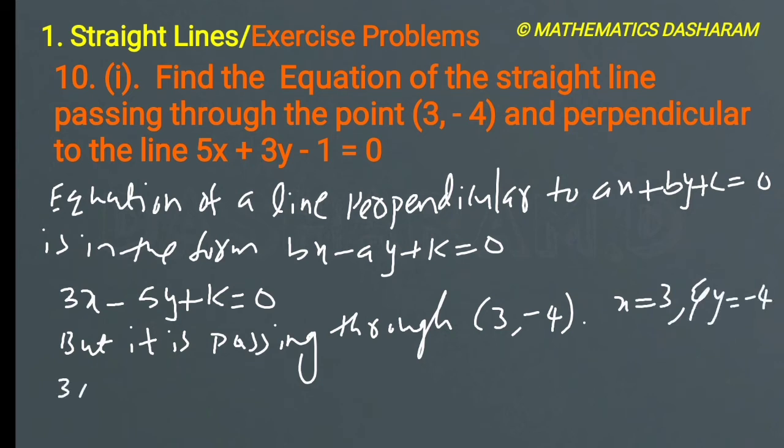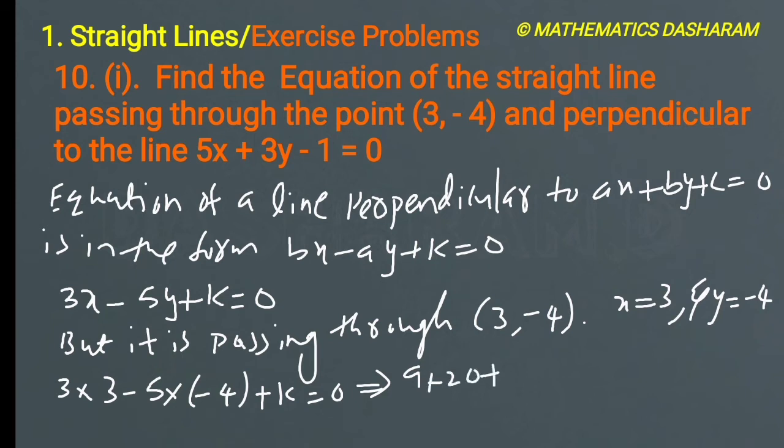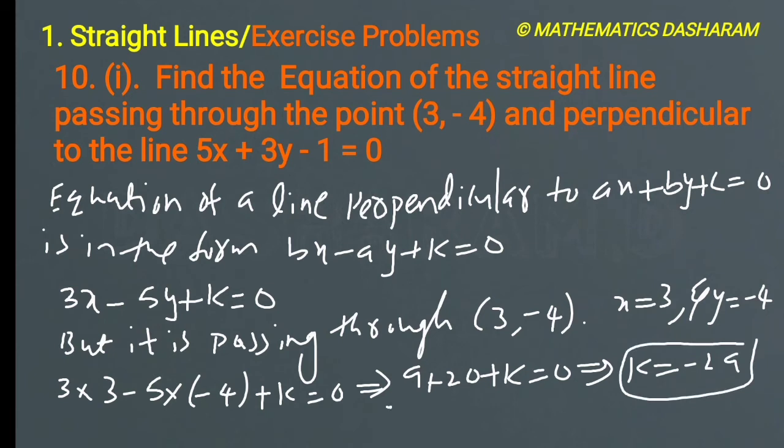So then 3 into 3 minus 5 into minus 4 plus k equals 0. This implies 3 3s are 9, minus 5 into minus 4 is plus 20, plus k equals 0. So here 9 plus 20 is 29, then k equals minus 29. So therefore the required line is 3x minus 5y plus k value, minus 29 equals 0.